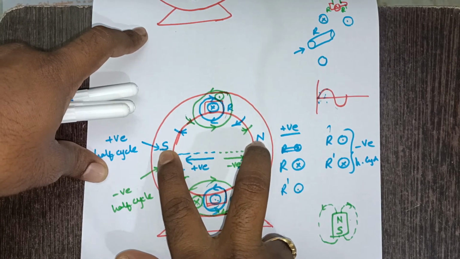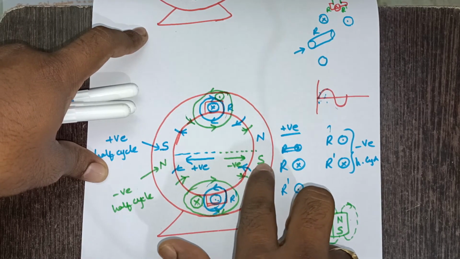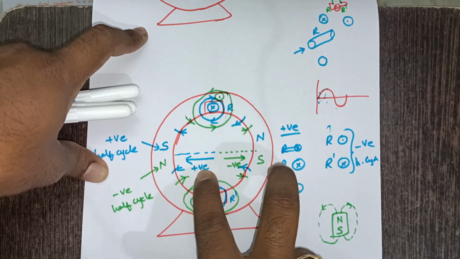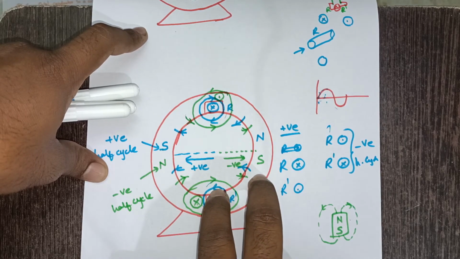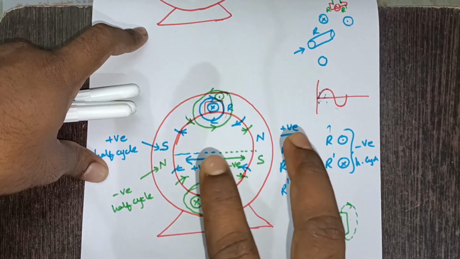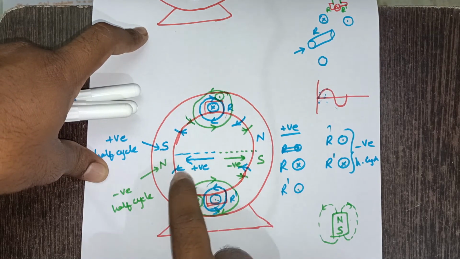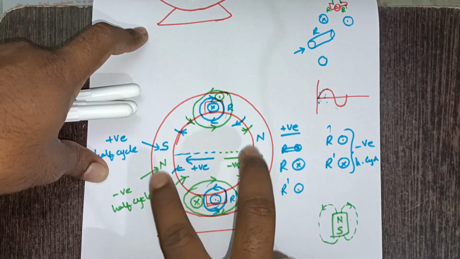And if you take negative half cycle, what will happen? These green color poles are created, this side south and this side north. During negative half cycle also, again it is two poles. So from this, I can conclude that in order to establish two poles, we require one coil. Two poles, one coil.